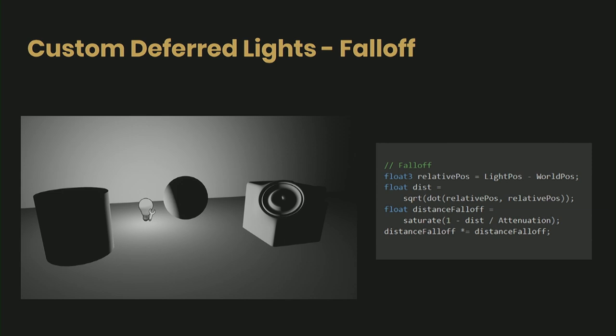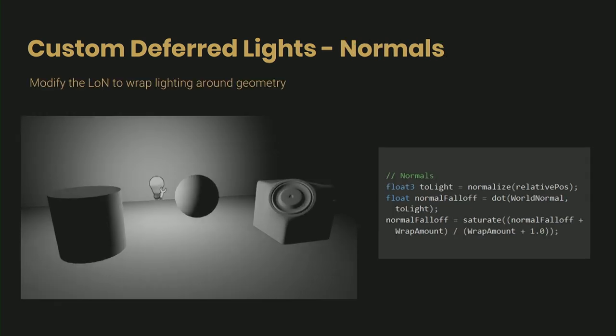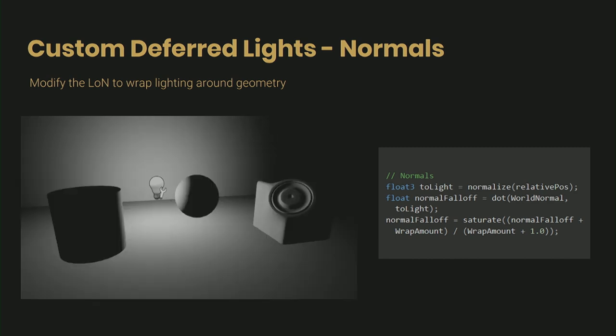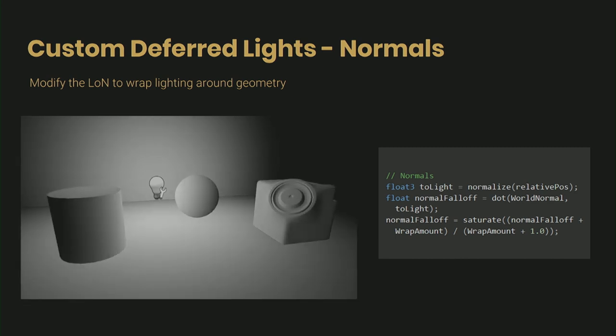But we still have this problem that the normal contribution still makes it easy to tell where these sort of fake lights are coming from in the scenery. So for the normal contribution, instead of dotting the normals with the light direction, we have an artist-controlled wrap parameter to wrap the lighting around to geometry not directly facing the light.